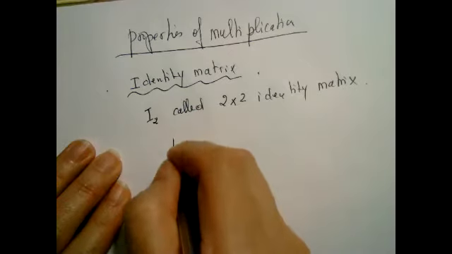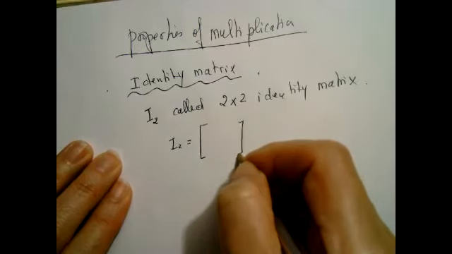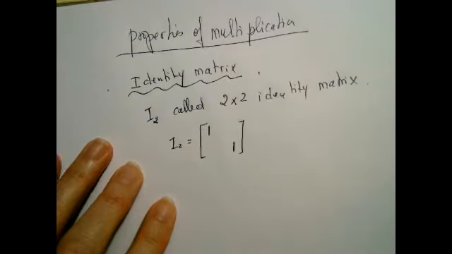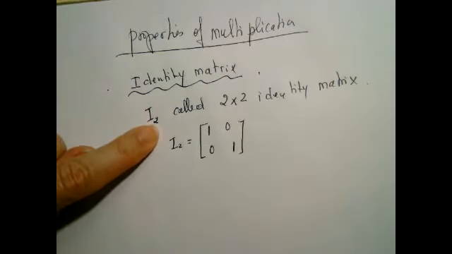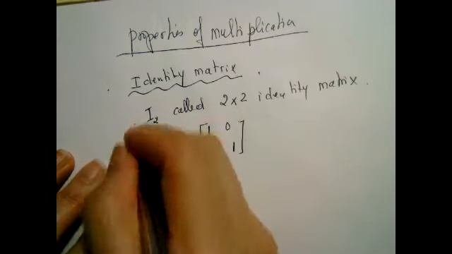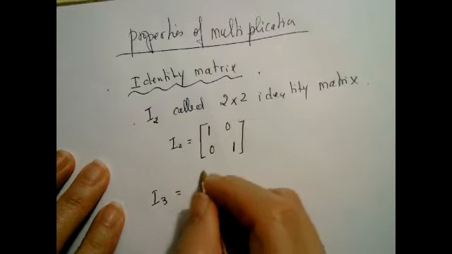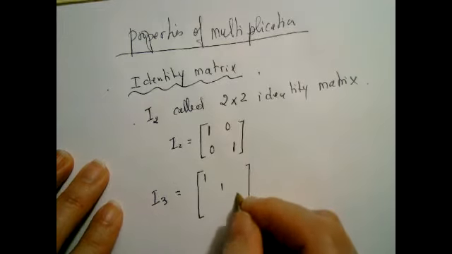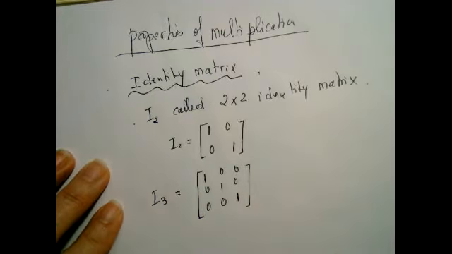It's defined as follows. It's the matrix which is 1 along the diagonal and 0 everywhere else. I stands for the identity, 2 stands for the size, that's a 2 by 2. And by the same idea, we can talk about the 3 by 3 identity matrix, which is 1 along the diagonal and 0 everywhere else. So this is what we mean by the identity matrix.